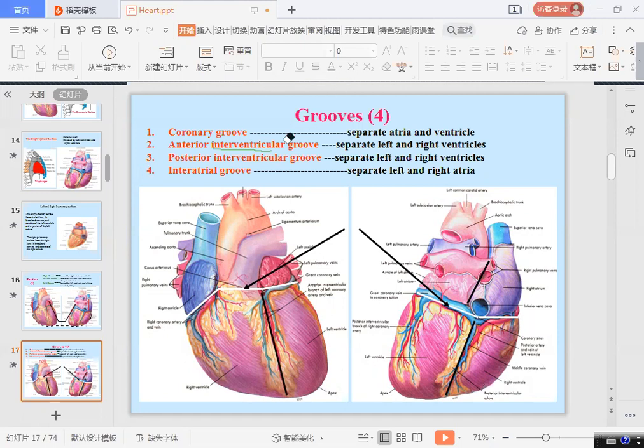And the 4th one is the interatrial groove. The groove which is dividing or separating the left and right atria is known as the interatrial groove or interatrial sulcus. Understand? Okay.